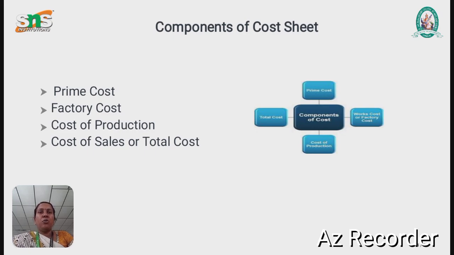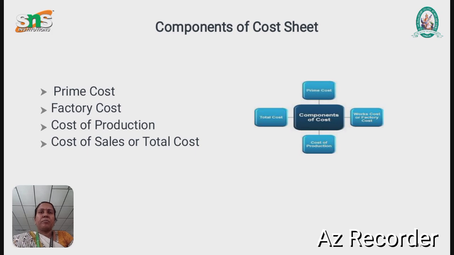Cost sheet. How do you prepare the cost sheet? First step, find the prime cost. Calculation of prime cost includes adding all the direct costs like direct material, direct labor, direct expenses, etc. Step 2. After finding the prime cost, the next step is to find the factory cost. Factory cost is the sum of prime cost and factory overheads. Additionally, we include the opening stock of work in progress and subtract the closing stock of work in progress.